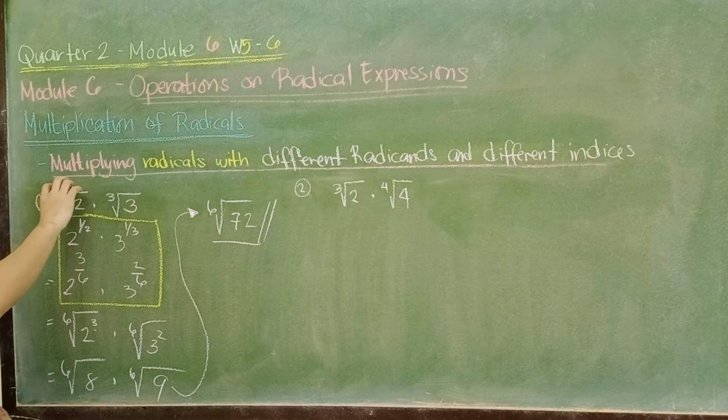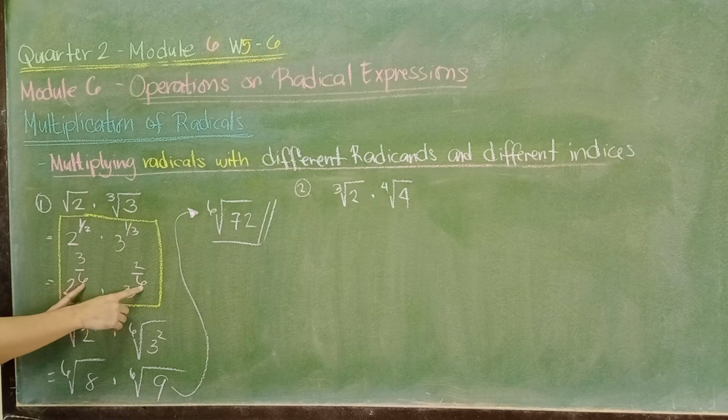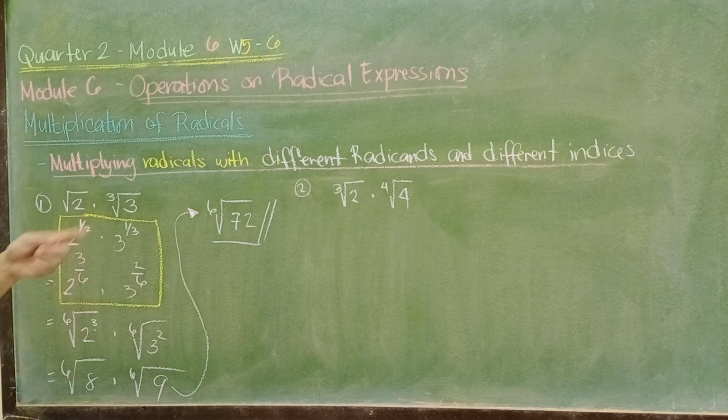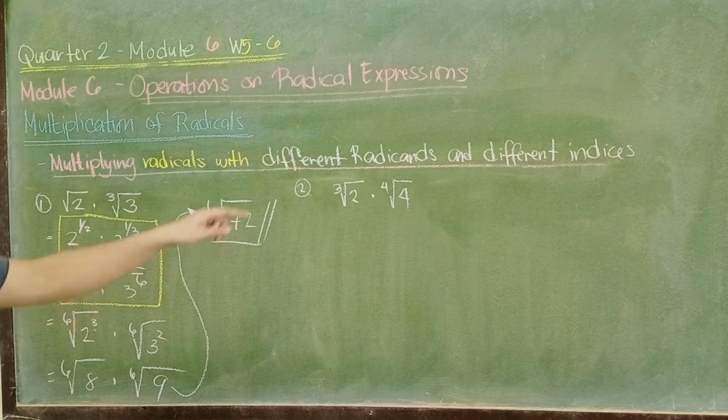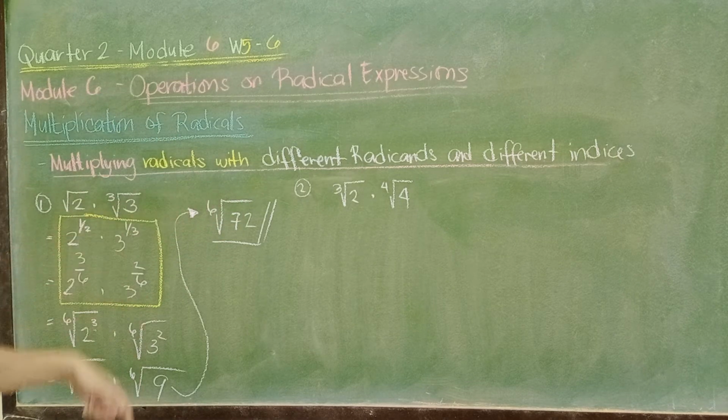So, una, i-convert mo muna yung mga radical expression into a rational exponent, yung mga expression na rational yung mga exponent nila. And then, from here, pwede mo na kunin yung LCD para maging parehas yung denominator ng mga exponent natin. So, number 2, ganun pa din. Convert natin sila into a rational exponents.